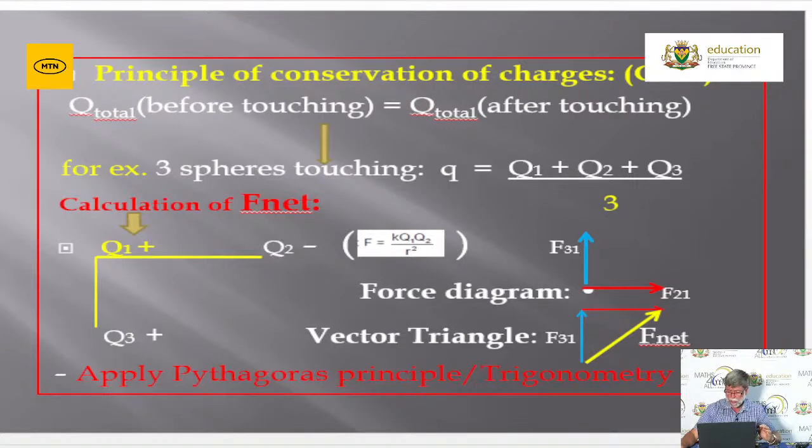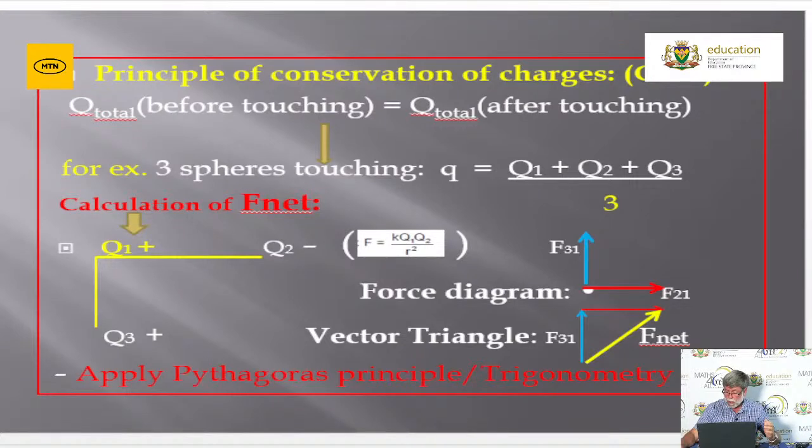Why do you have to have a force diagram? Because secondly, you must be able to draw a vector triangle. And the vector triangle is crucial because the charges are at right angles to each other. You must use Pythagoras and sine and cosine functions to calculate whatever is asked. You are going to need to apply Pythagoras' principle to a vector triangle, say for instance to calculate F net.